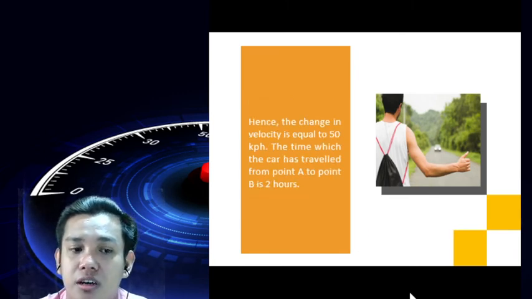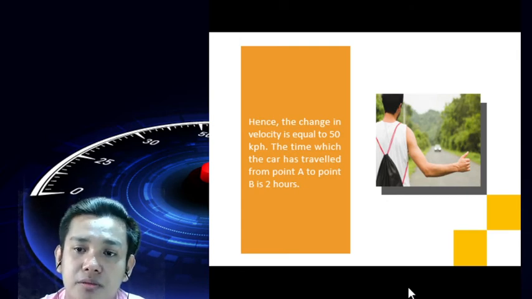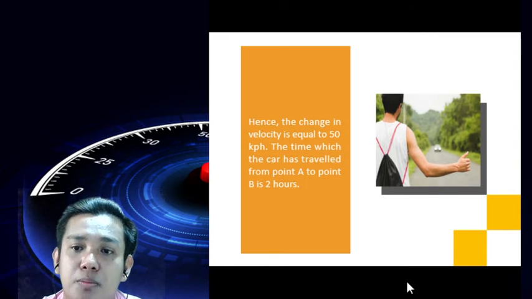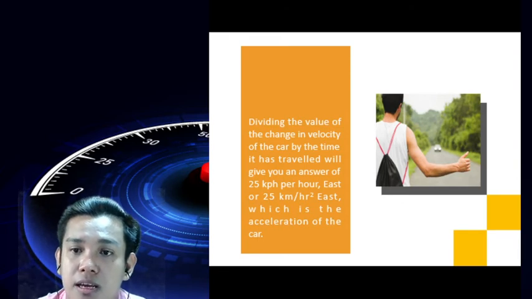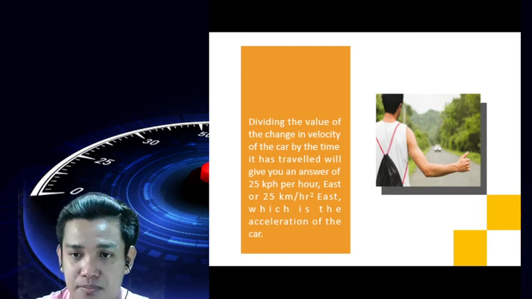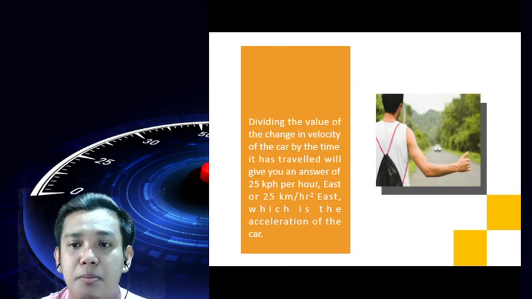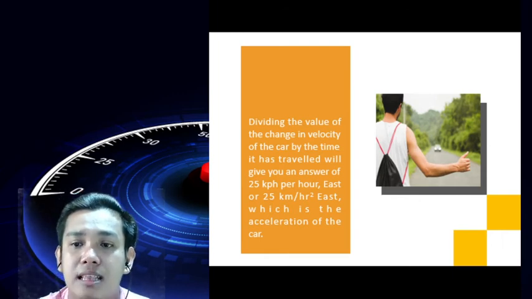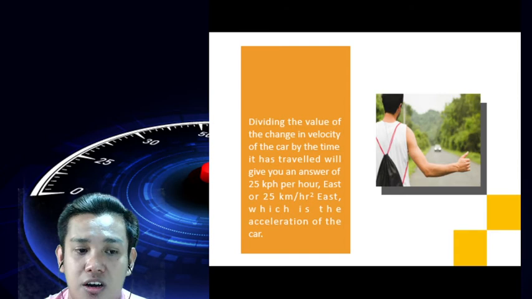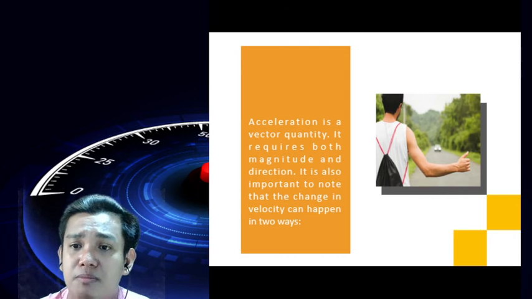Hence, the change in velocity is equal to 50 kilometers per hour. The time which the car has traveled from point A to point B is 2 hours. Dividing the value of the change in velocity of the car by the time it has traveled will give you an answer of 25 kilometers per hour squared, which is the acceleration of the car. Acceleration is a vector quantity. It requires both magnitude and direction.